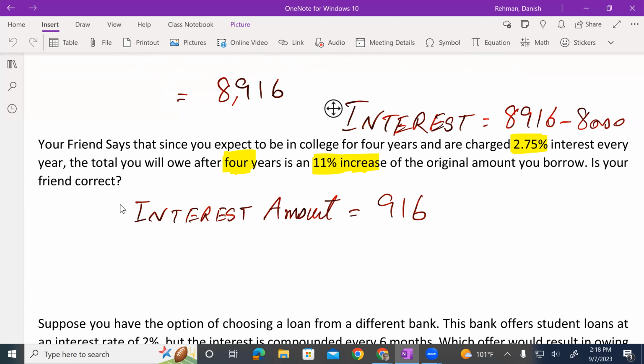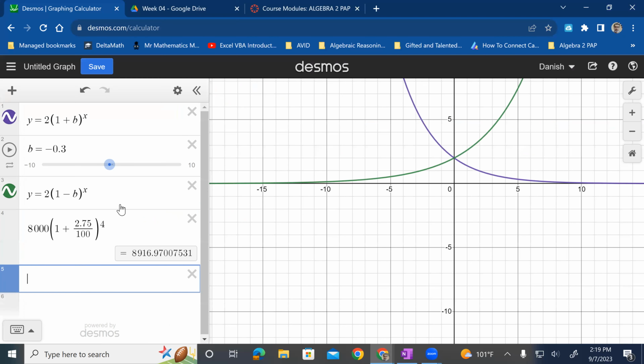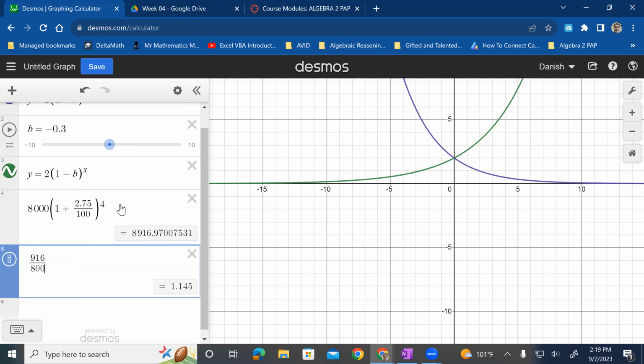916. Is it 11% of 8,000? How will I know about that? It's easy to calculate the percentage. I will take 916, divide that by 8,000, multiply that by 100, and I can simply do it in Desmos over here. Again, in Desmos, 916 divided by the initial amount, 8,000, and then I will multiply that by 100. What will that give me?